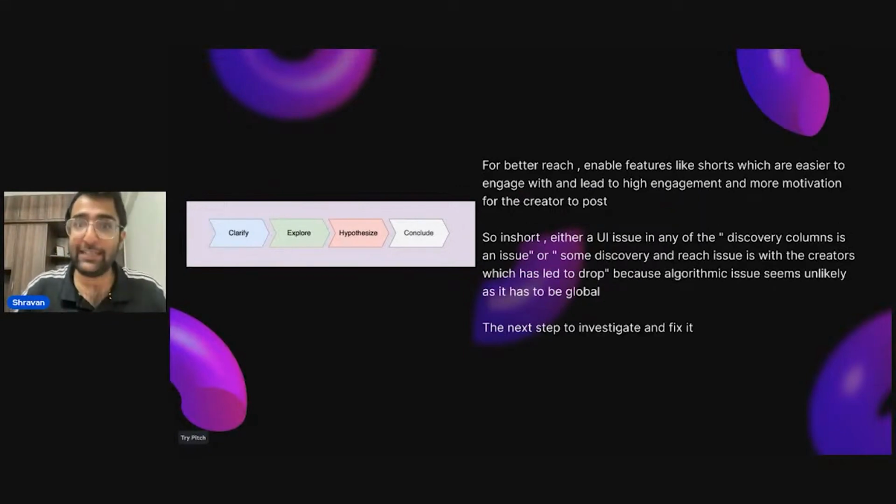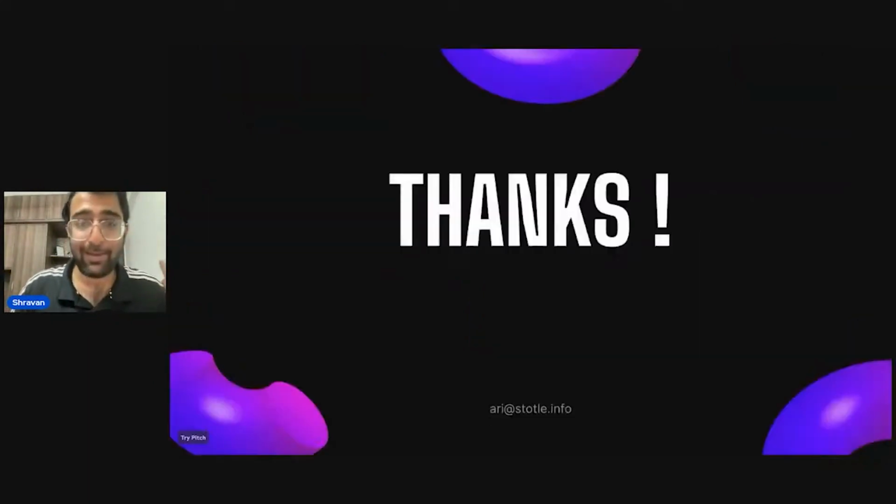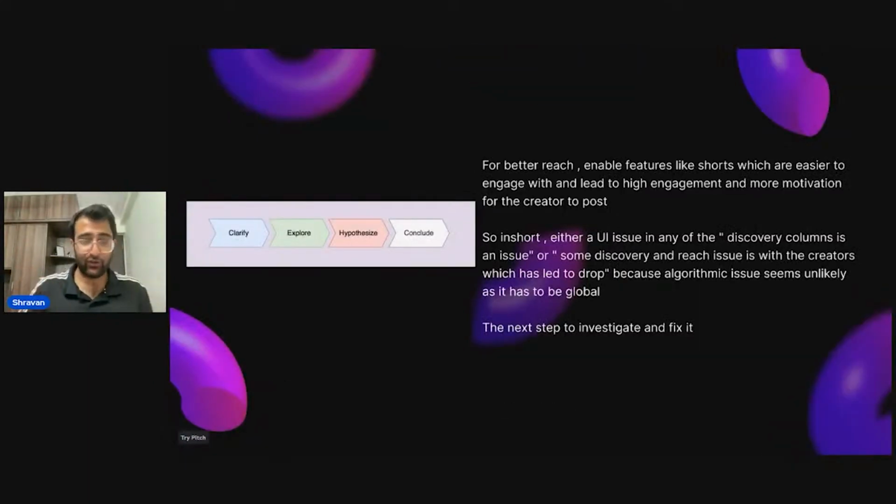Finally, for better reach, enable features like shorts, which are easier to engage with and lead to high engagement and more motivation for the creator to post. So in short, either a UI issue in any of the discovery columns, or some discovery or reach issue with the creators has led to the drop, because an algorithmic issue seems unlikely. So I need to build some other feature. The next step is to investigate and fix it. So यहां तक सबको मेरी बात समझ में आई, and this is where I kind of solve this problem, right? So this was the product execution problem, right?